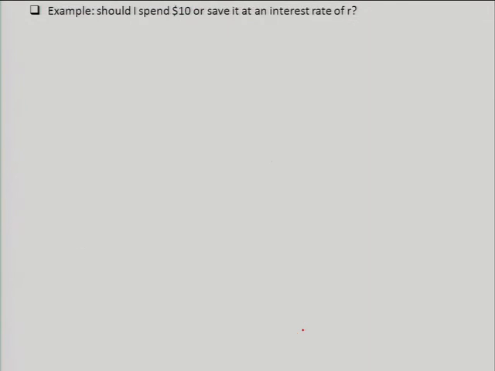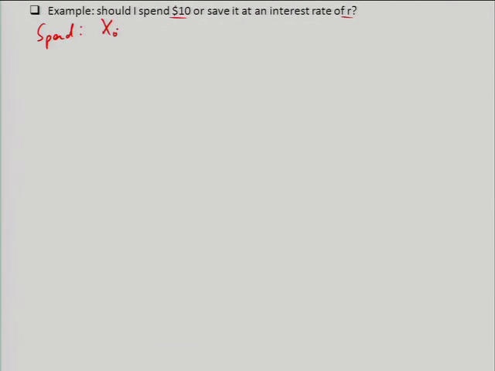You can do a lot of really interesting stuff with this model. I'm going to give you one tiny example, and it's a super dumbed down example. So suppose you're making a decision: should I spend $10 now, or should I save it until some future period at an interest rate of R per period? Okay. So here are my two plans, and we're going to ignore all kinds of stuff here.